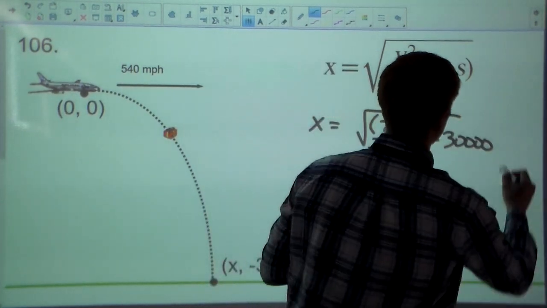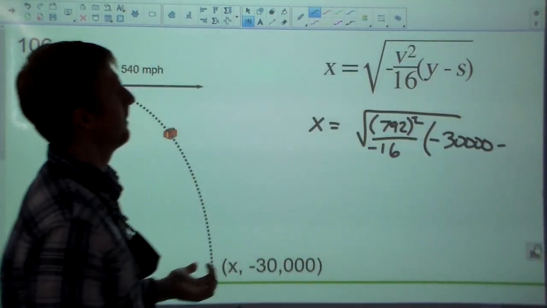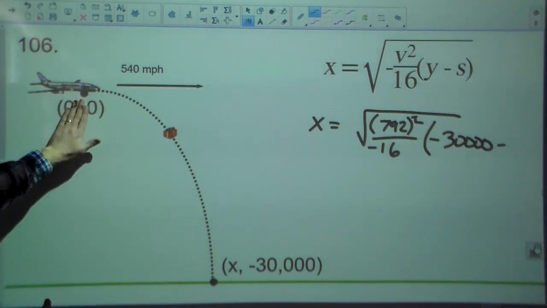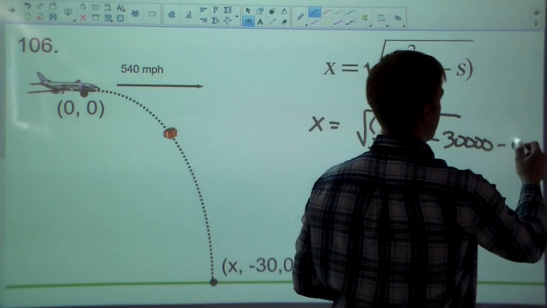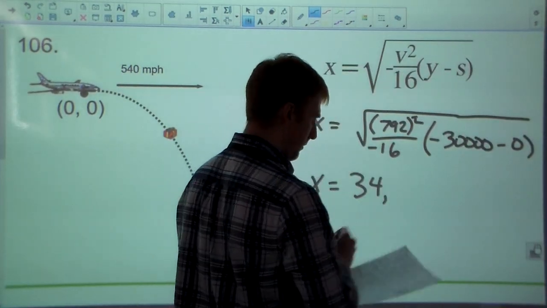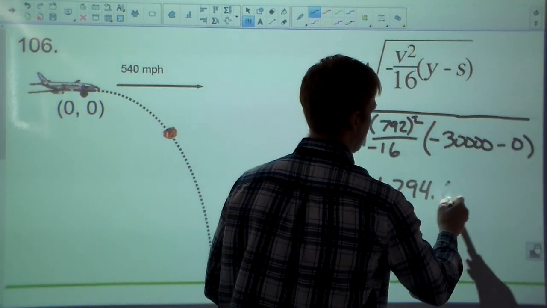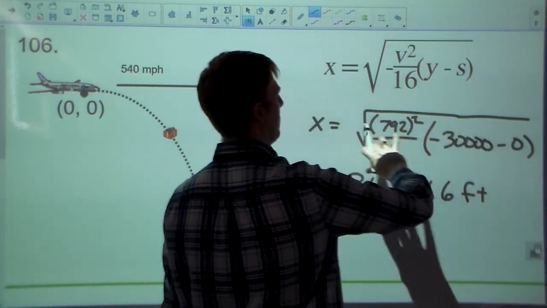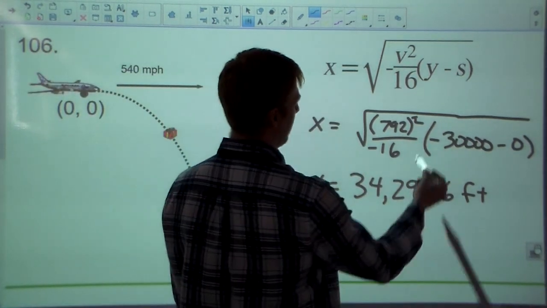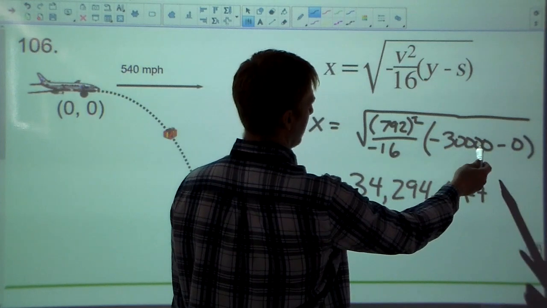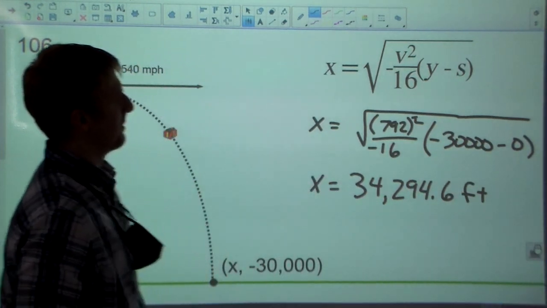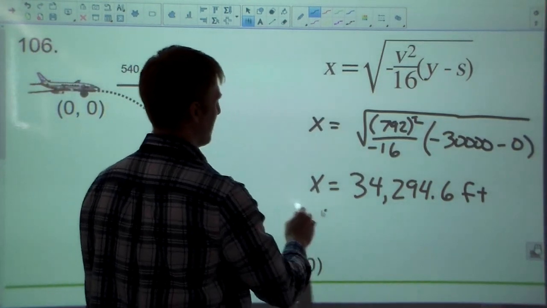All right, minus s. S again was the initial height of the object. And for my labeling system, I'm calling it 0. So we'll put that in. You get 34,294.6 feet. I did leave off all the units inside the square root, but if you went through all that, feet per second, this would be feet. Anyway, it would cancel out, I promise. So you would end up with feet, and that is your distance traveled.